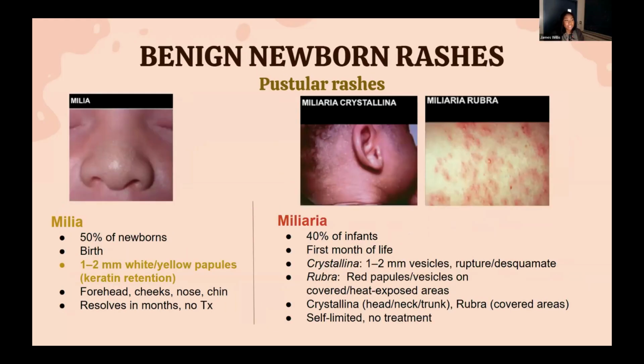And then we have milia and miliaria. So milia would be your keratin retention papules that happen around here. Can also be on the cheeks, on the forehead, resolves and nothing to do here. And then miliaria is basically your heat rash.